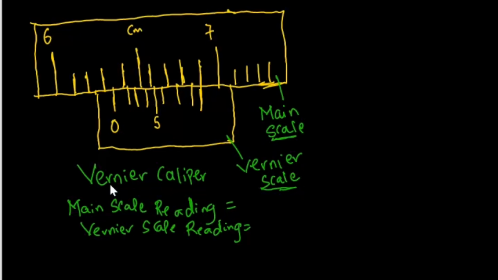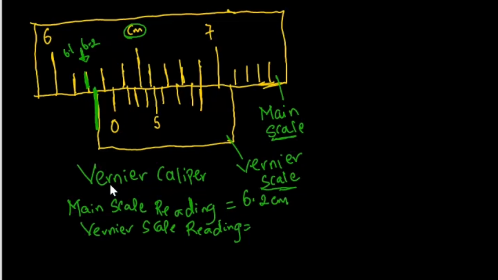Now for the main scale reading, you are going to go to your main scale and find the last graduation or the last reading before where this vernier scale begins from. So the vernier scale starts from here. The immediate one, just the last reading before where the vernier scale begins from, is what we are going to take as our main scale reading. So if you read, this is 6, this is going to be 6.1, then this one is going to be 6.2, and the unit here is in centimeter. So your main scale reading is going to be 6.2 centimeter.